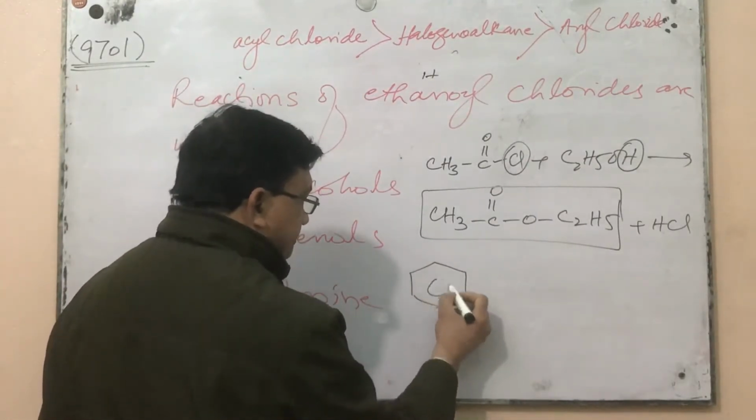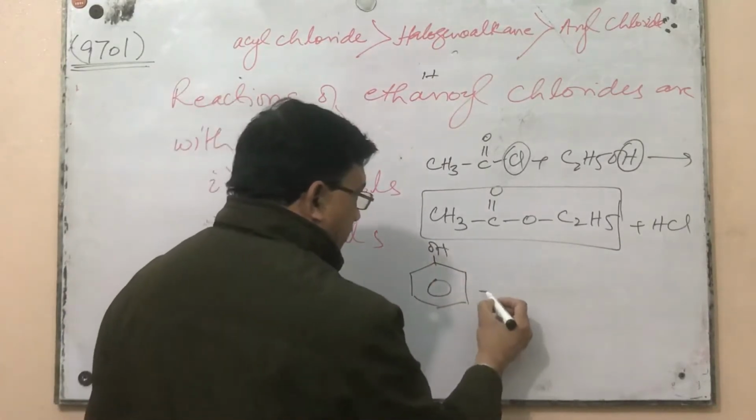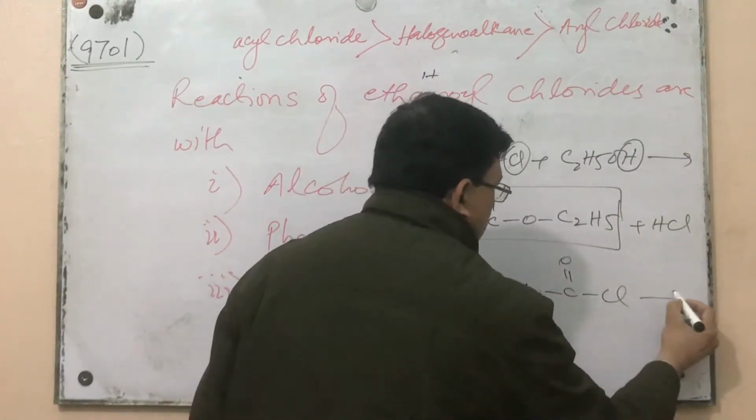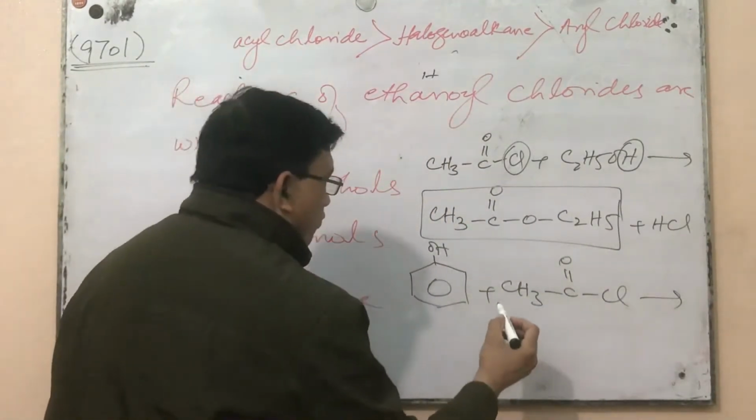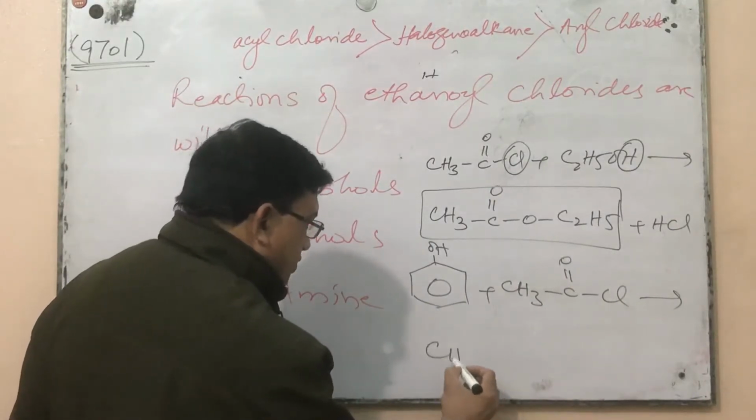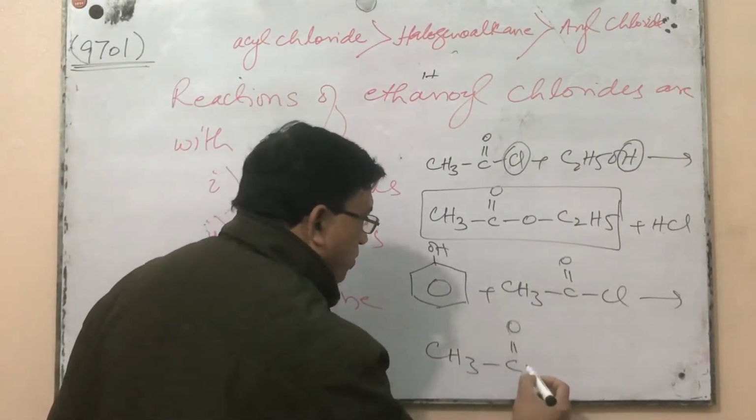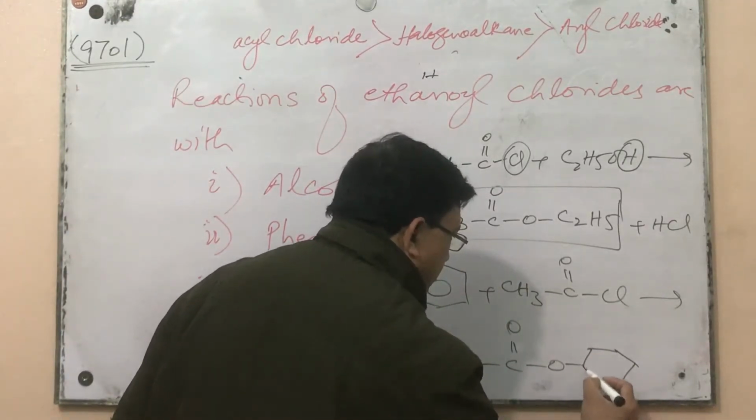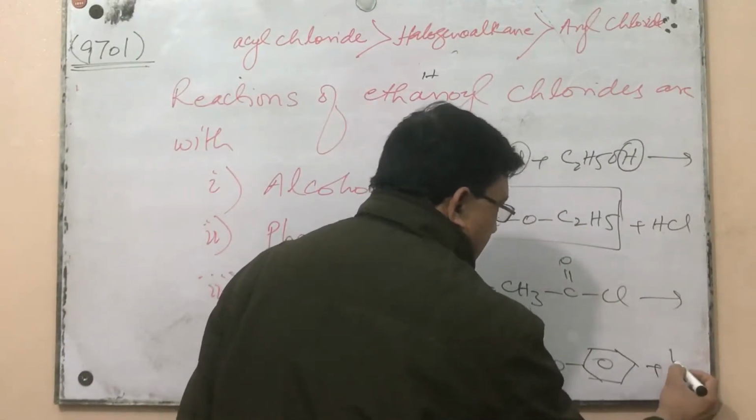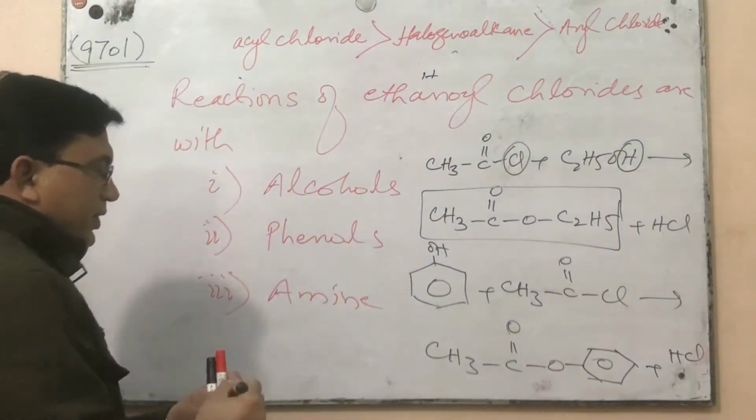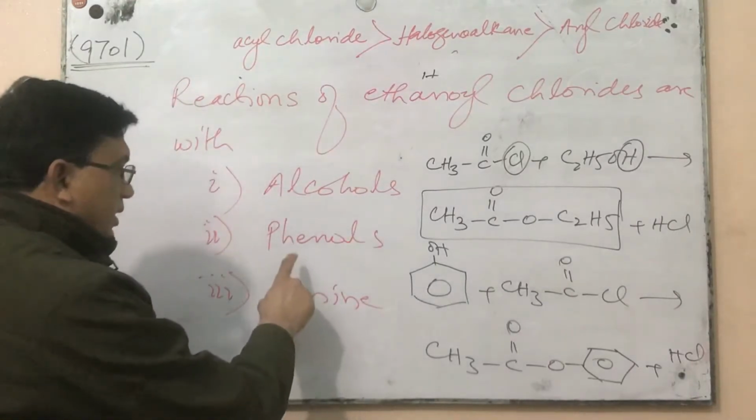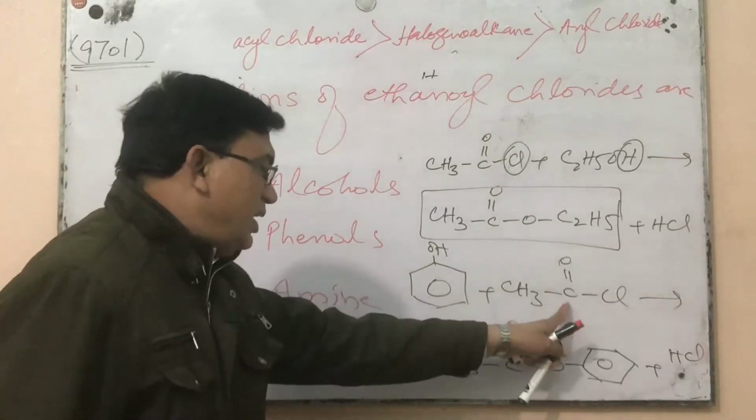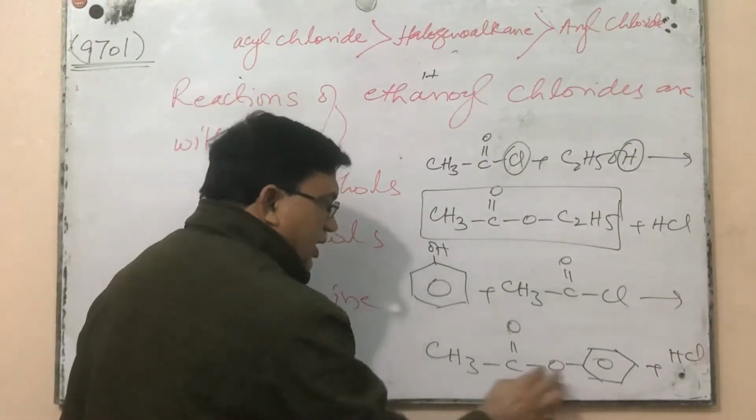In a similar manner, if we treat phenol with ethanoyl chloride, what will we get? We will get CH3, C double bond O and O, and this phenyl group will be present here, plus HCl. Now this will give phenyl ethanoate. On treating phenol with ethanoyl chloride or acyl chloride, we can get phenyl ethanoate.